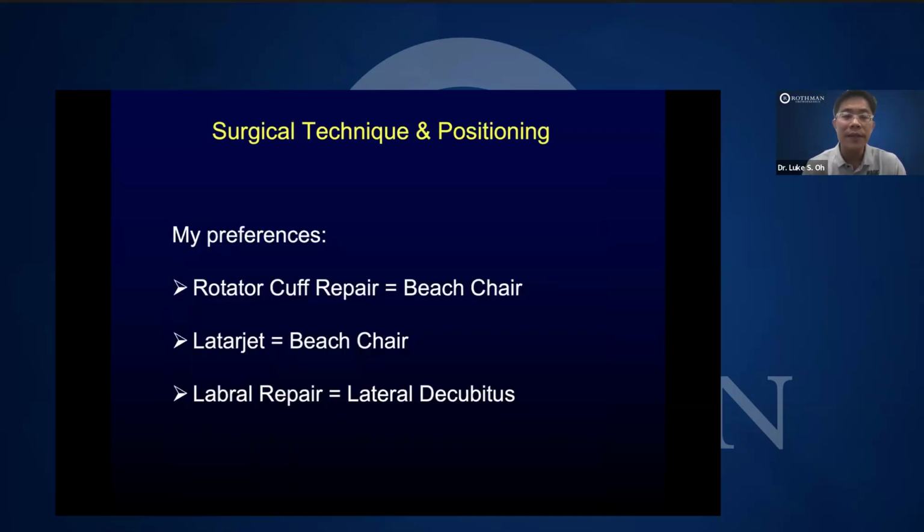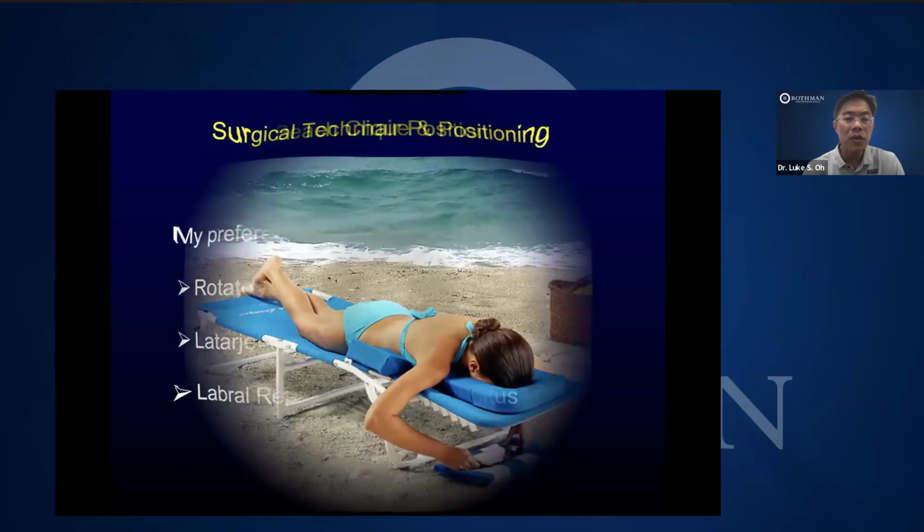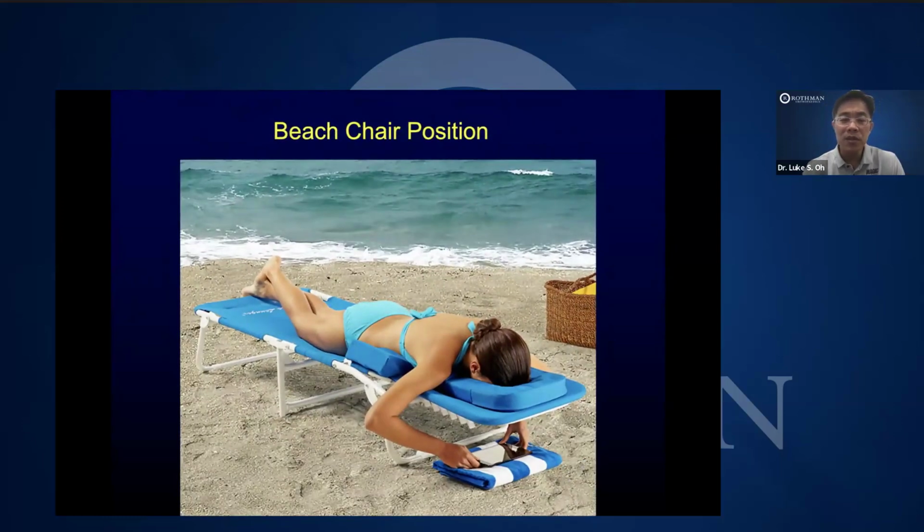Some of the surgical techniques, if there are any surgeons out there, my personal preference is to use the beach chair position for rotator cuff repairs and procedures like the Latarjet. But for a labral repair, my preference is to perform it in the lateral decubitus position due to the extra space that is offered in the glenohumeral joint to be able to see the inferior aspect of the glenoid and the labrum.